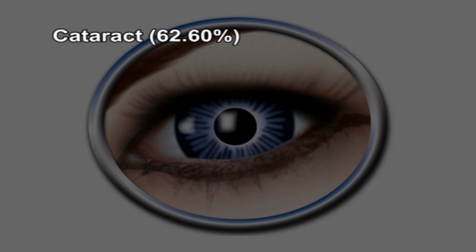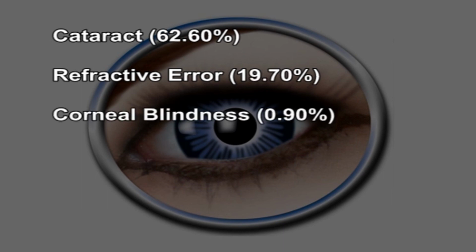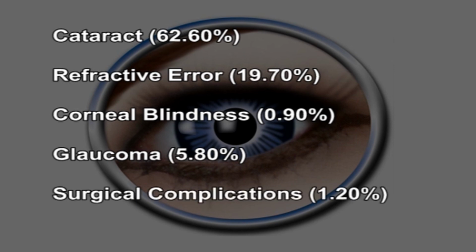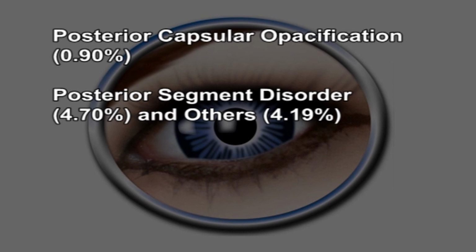The main causes of blindness in India are as follows: cataract 62.60%, refractive error 19.70%, corneal blindness 0.90%, glaucoma 5.80%, surgical complications 1.20%, posterior capsular opacification 0.90%, posterior segment disorder 4.70%, and others 4.19%. The estimated national prevalence of childhood blindness, low vision is 0.80 per thousand.